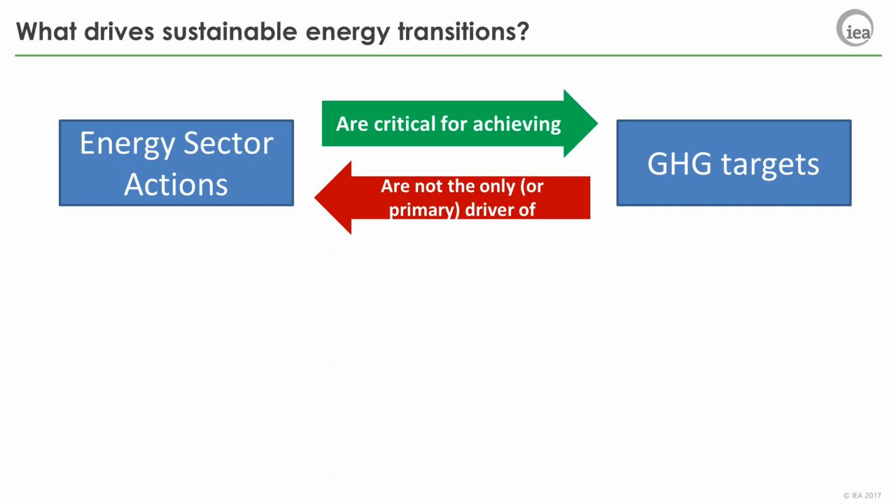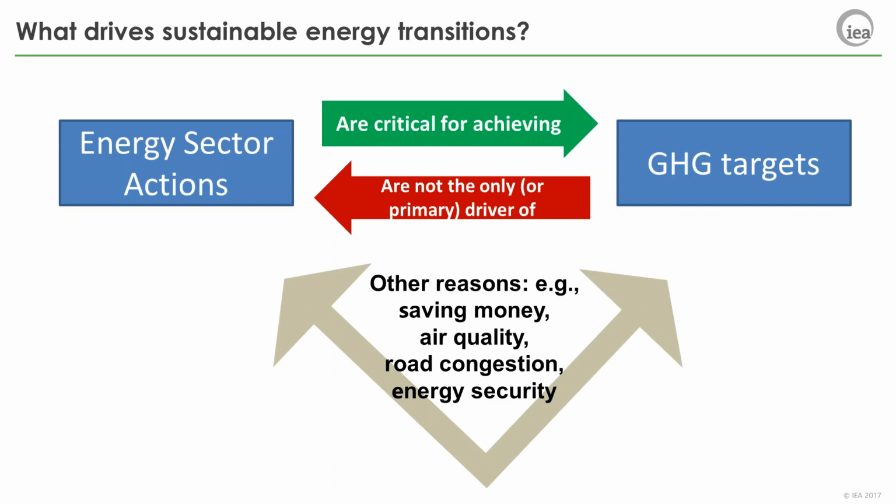But from an energy policymaker's perspective, greenhouse gas targets are not the only or even the primary driver of energy sector actions. Energy sector policies and actions that reduce greenhouse gas emissions may be motivated primarily by wider benefits such as energy security or building experience with the new technologies, cutting air pollution, or reducing energy bills, with greenhouse gas emissions reductions coming only as a secondary benefit.